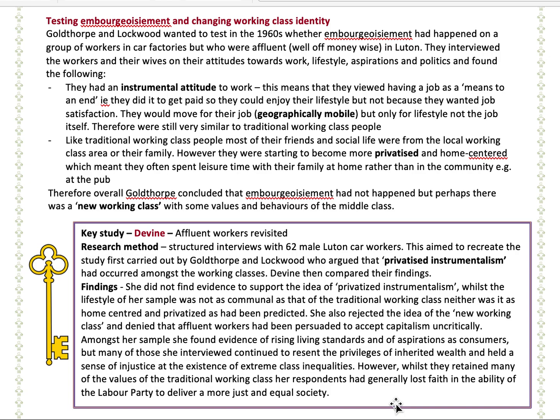So she didn't find evidence to support it. She found that the working class people were not particularly home-centred or privatised as Goldthorpe and Lockwood had claimed, so they were spending more time within the community still. She rejected the idea of a new working class. She also found that they still had the same sort of traditional working class values.